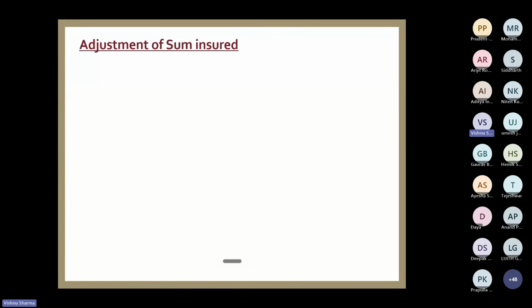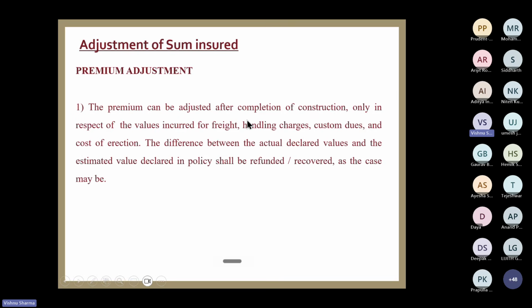Now, adjustment of sum insured, there is a provision of adjustment. I'll go a little fast here because these are the basic things. Premium adjustment is done only on the cost of construction, handling charges, custom duties, and cost of erection. These are the heads where adjustment can be done. The prime cost of machinery and equipment is not subject to refund. Here, it is recalculated because initially they were estimated values.